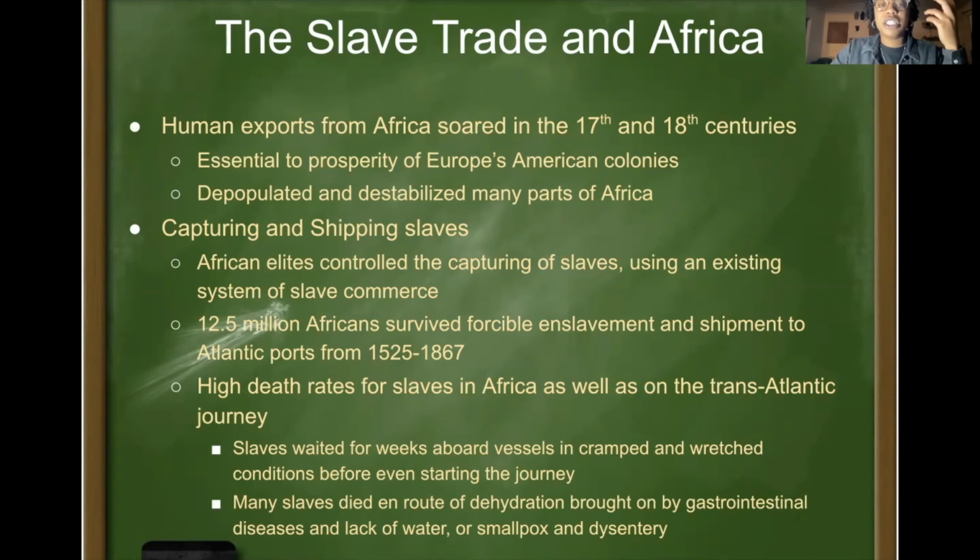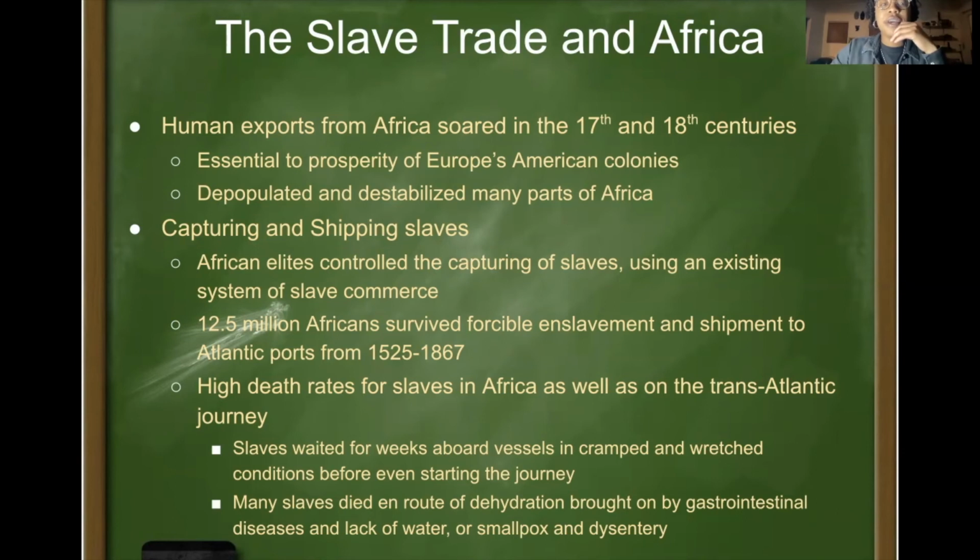So, capturing and shipping slaves. African elites controlled the capturing of slaves. Yes, that is true. So we're going to see Africans are going to enslave other Africans. And similar to what was happening in North America, where the Native Americans were getting access to weapons, similar things are going to be happening in Africa. So the more slaves you're able to capture, the more weapons you're able to get, which leads to more infighting, which leads to more violence, which leads to more capture of slaves, which leads to more money, which leads to more guns. And all of these things keep going, unfortunately, in a cycle that's very destructive for both America as well as Africa.